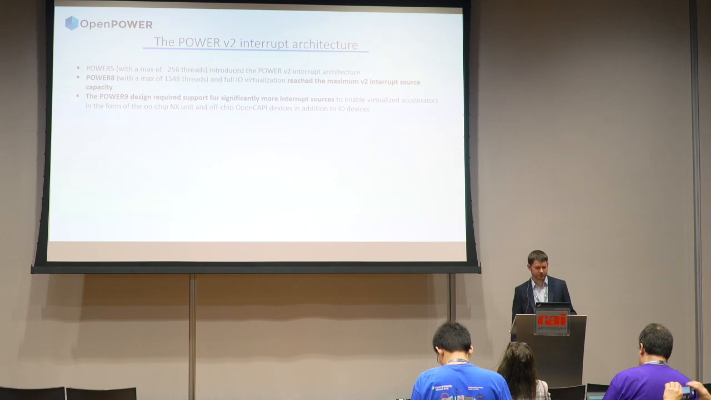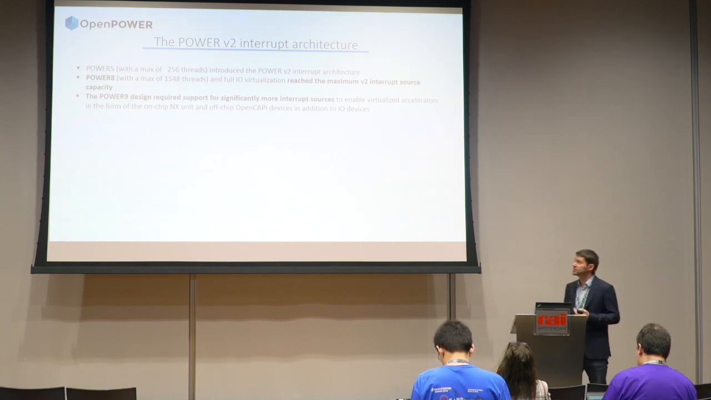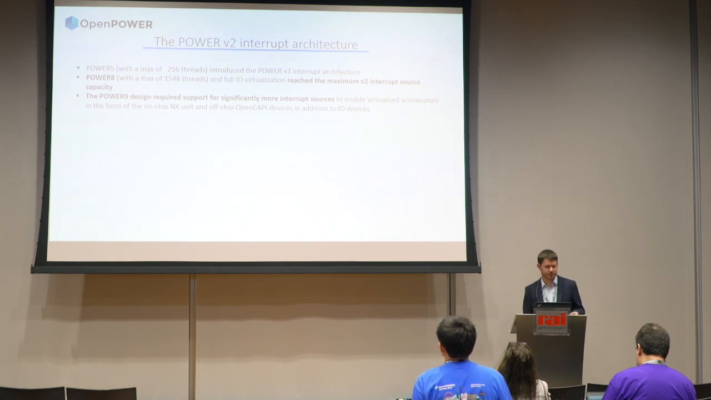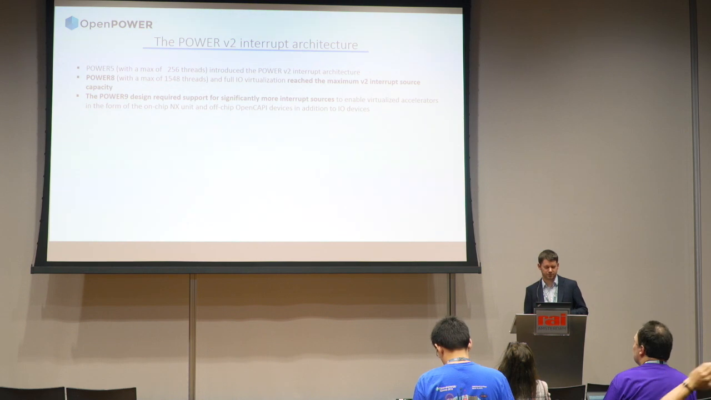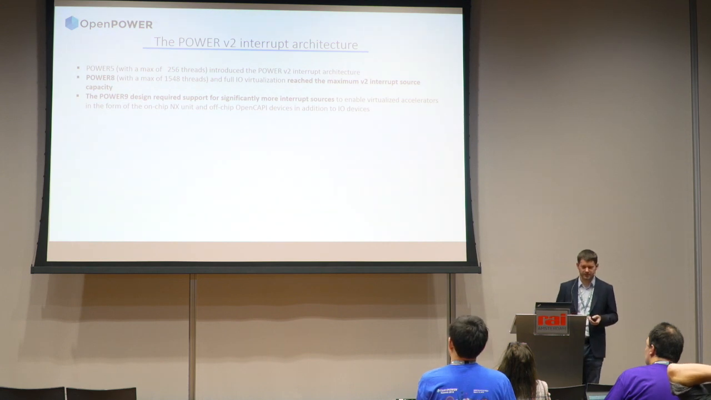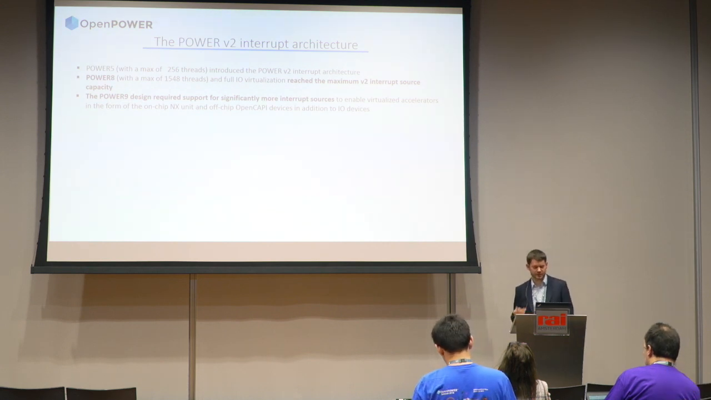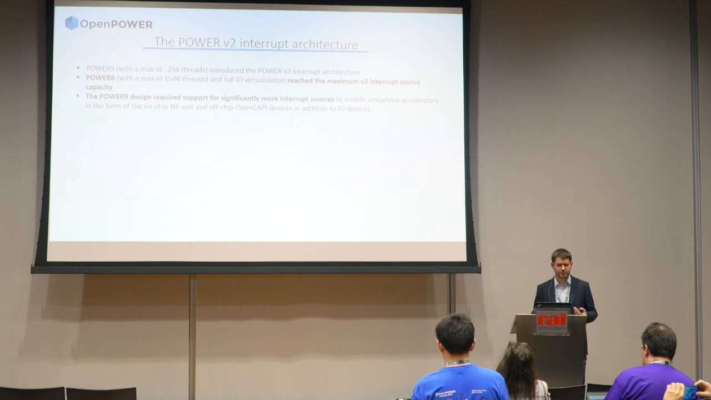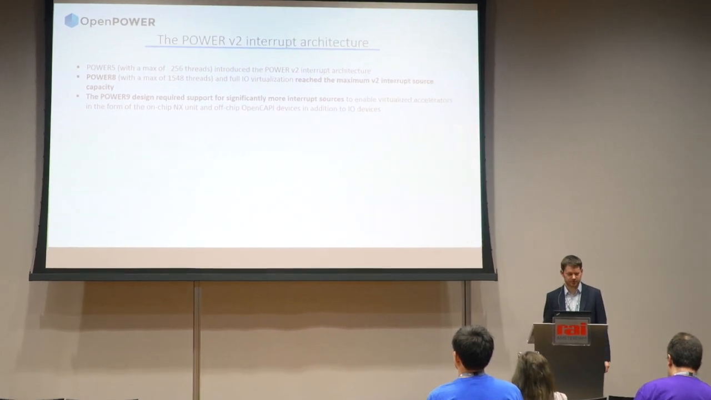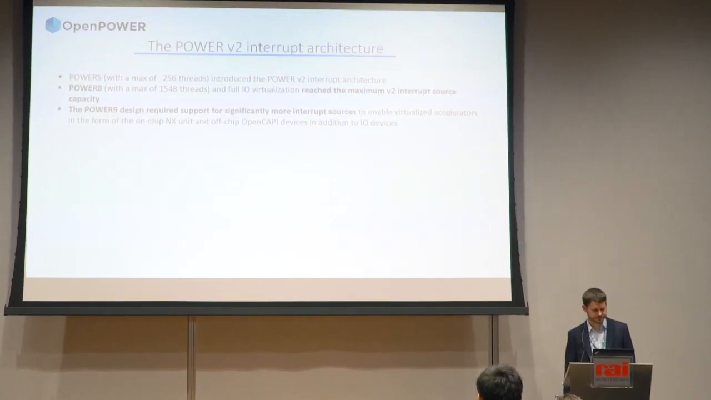So everything went through the hypervisor. In the Power architecture, we were using what we called the Power v2 interrupt architecture. It was introduced with Power 5. Back then, we had a maximum system size of 256 threads. Coming to Power 8, we had 6 times more threads. And at this time, we really had full adoption of I/O virtualization. And this led to the fact that we ran into the capacity limit of the v2 architecture.